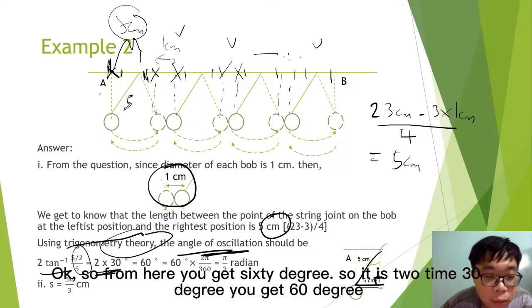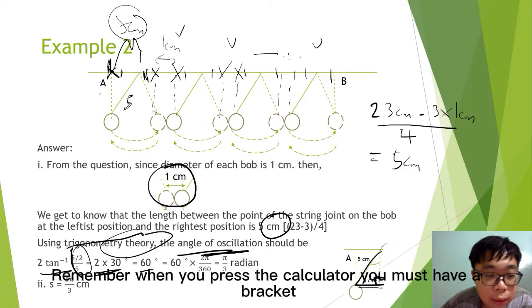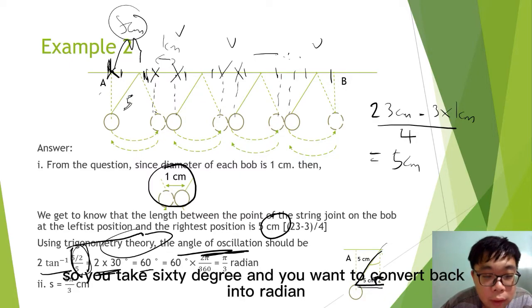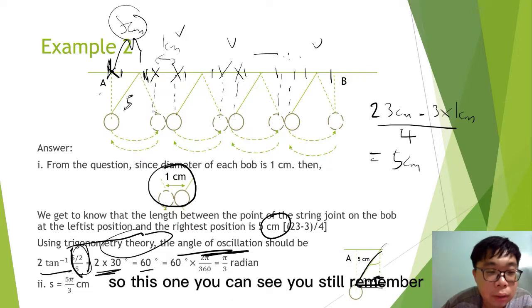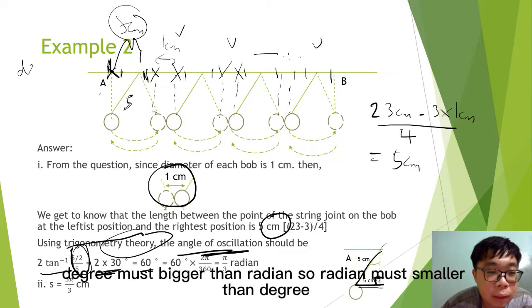Okay, so from here you get 60 degree. So it's 2 times 30, you get 60 degree. Remember, for a calculator, you must have a bracket. So you take 60 degree and you want to convert back into radian. So you still remember, degree must be bigger than radian. So radian must be smaller than degree.